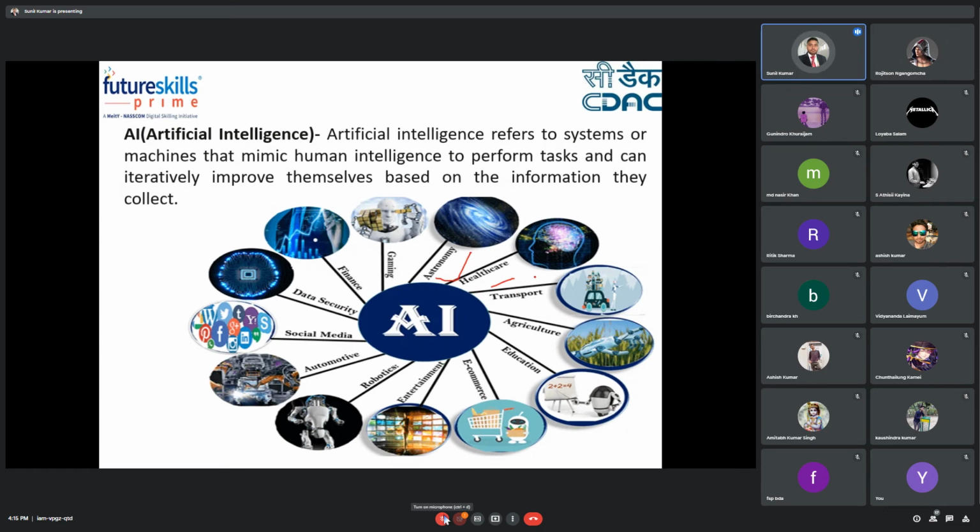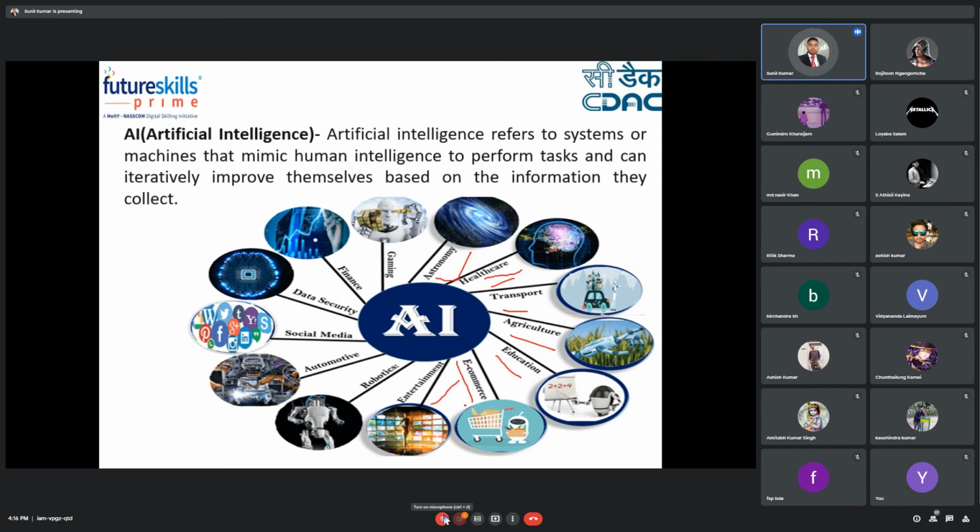Suppose you are not feeling good and you go to the hospital. They will do the health checkup and produce the report as per their artificial intelligence algorithms. In transportation, agriculture, education, automatic robots are used to teach the students and give training. In entertainment and e-commerce, you can see an online assistant. When you log into your portal, a window opens: hi, I can assist you, right? So these are all applications of artificial intelligence.